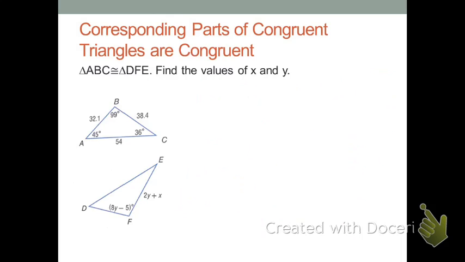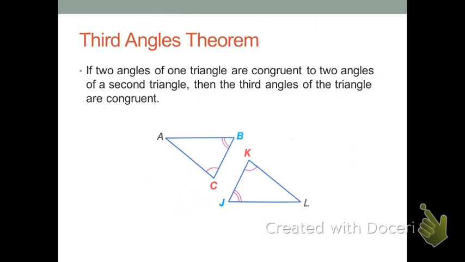So now let's look at another theorem. The third angles theorem says that if two angles of one triangle are congruent to two angles of a second triangle, then the third angles of the triangles are congruent. And that's supposed to be an S at the end of here. The third angles of the triangles are congruent. So if you think about what that's saying, if you have two congruent angles in two triangles, then the third angle's got to be congruent.